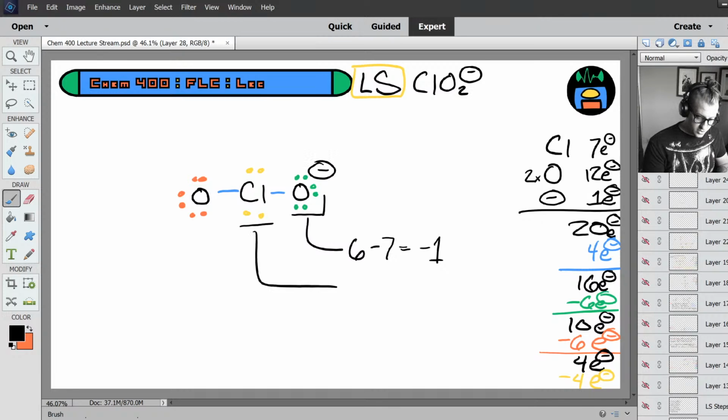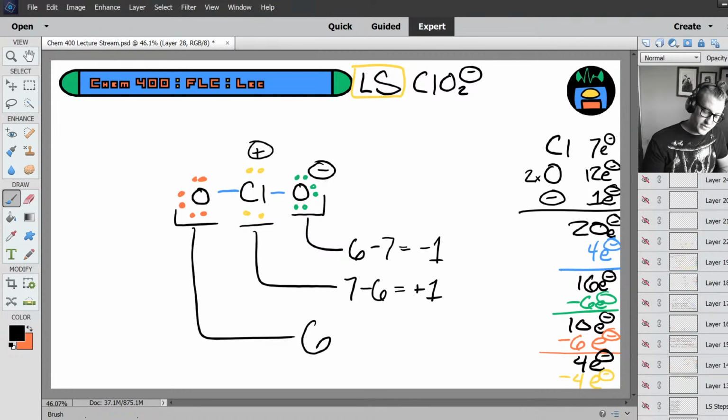Let's look at chlorine. Chlorine, when it's neutral, has 7 valence electrons. In the formal charge calculation, you get 1 electron per bond. We've got 2 bonds, so that's 2, plus another 4 in lone pairs. So 7 minus 6 is a +1. So our chlorine in the center has a formal charge of +1. And then the oxygen on the end, oxygen has 6 valence electrons. It has 1 electron in a bond, plus another 6 in lone pairs. So 6 minus 7 is -1.